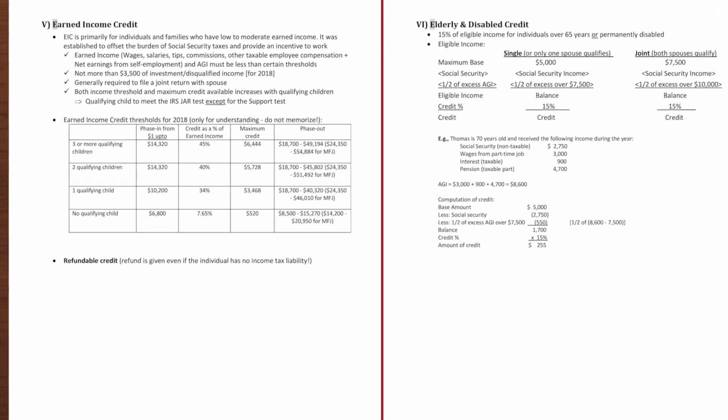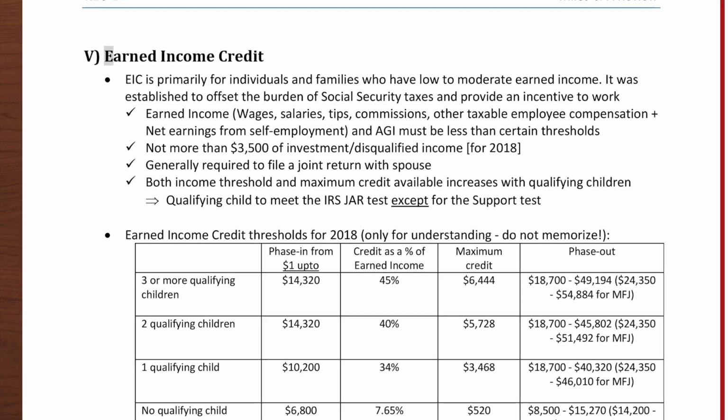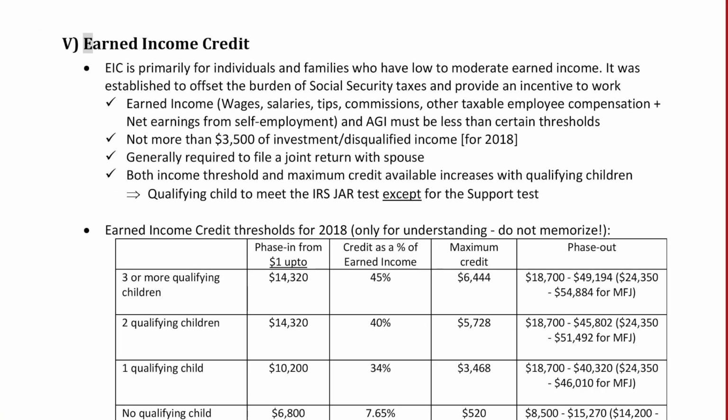On page 86, we are looking at the earned income credit. Put an E on the top. So that's the first E of DEARS. Now, earned income credit is underlined primarily for individuals and families who have low to moderate earned income. And a few lines below, it says both underline income threshold and maximum credit available increases with qualifying children.